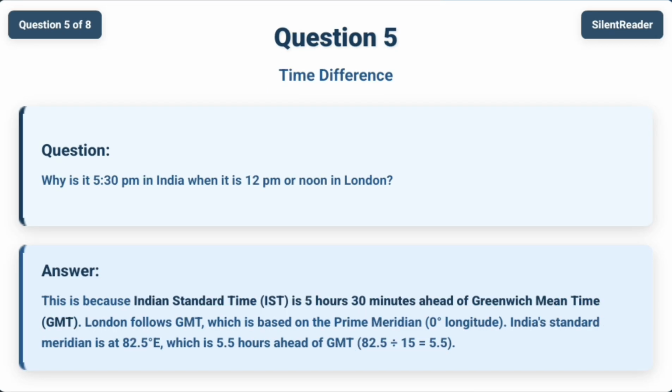Question 5. Why is it 5:30 p.m. in India when it is 12 p.m. or noon in London? This is because Indian Standard Time, IST, is 5 hours 30 minutes ahead of Greenwich Mean Time, GMT. London follows GMT, which is based on the prime meridian at 0 degrees longitude. India's standard meridian is at 82.5 degrees east, which is 5.5 hours ahead of GMT.